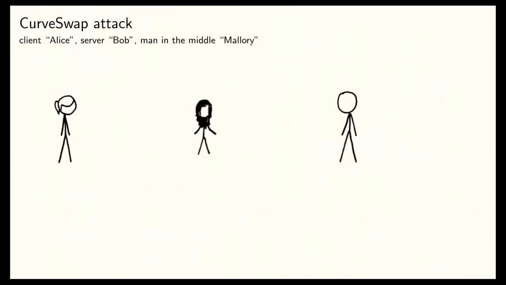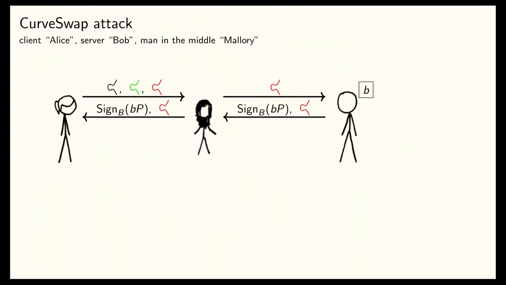So let's spell out exactly how this would work. Alice sends the three curves, one of which is very weak, to the man-in-the-middle Mallory, and Mallory intercepts it and deletes from this negotiation everything except for the weakest of the curves. When Bob receives this list, he sees nothing wrong with it since he also supports this weak curve, and then computes a key exchange with it. Mallory does the same, and just forwards the message along.